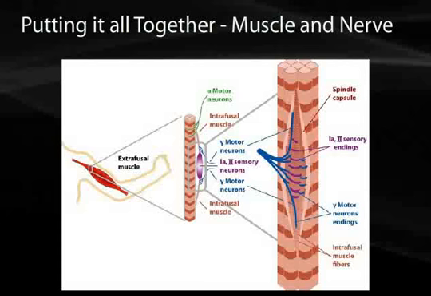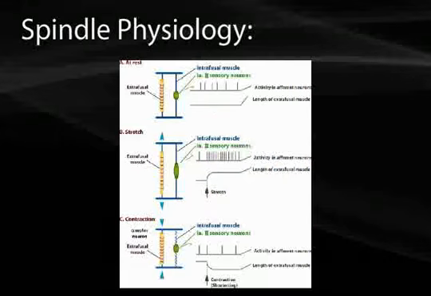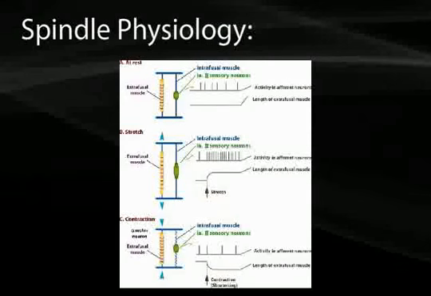There is also motor innervation to the spindle. The motor innervation is carried by what are called gamma motor neurons. Also shown in this figure in green are the alpha motor neurons, and recall the alpha motor neurons are the neurons that innervate the extrafusal or the contractile elements of muscle. The next slide illustrates a bit more about spindle physiology and illustrates why spindles need to have gamma motor innervation.